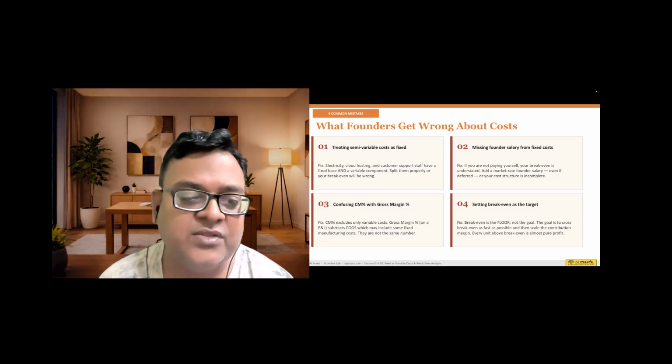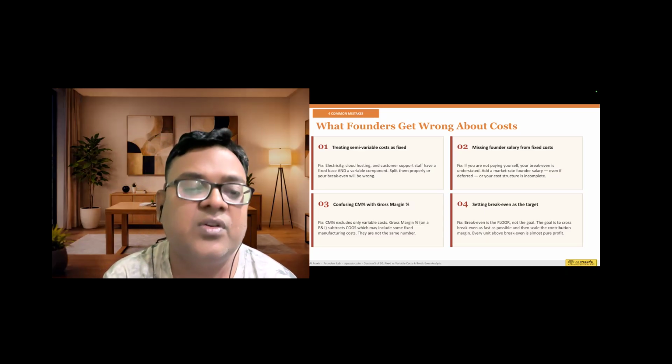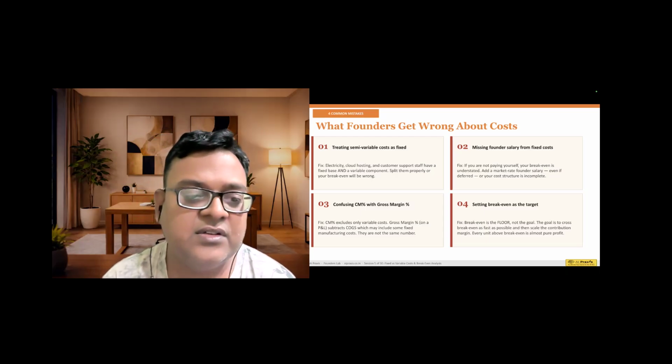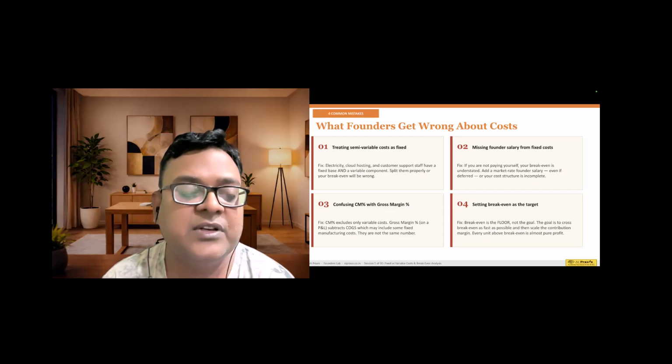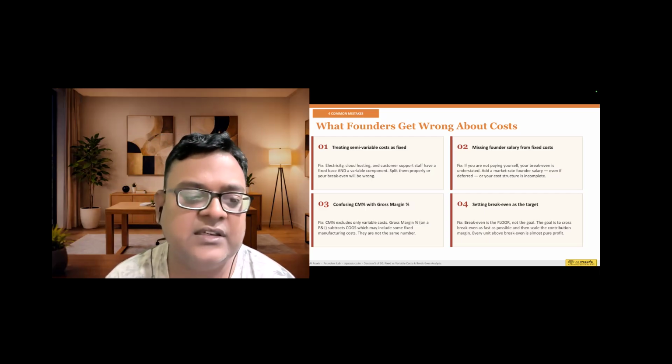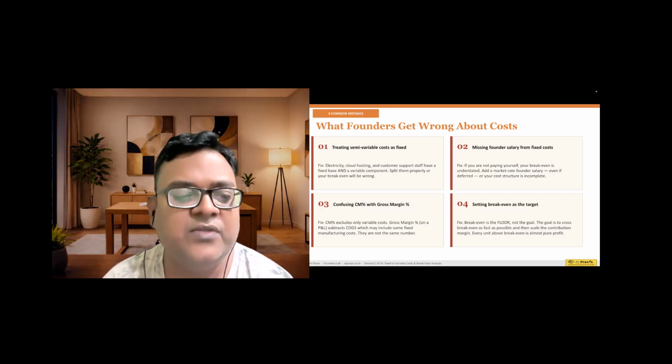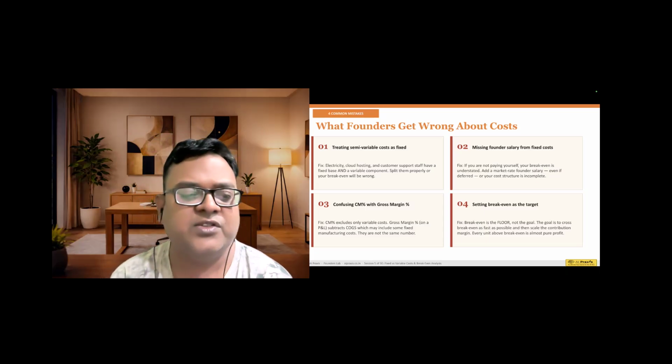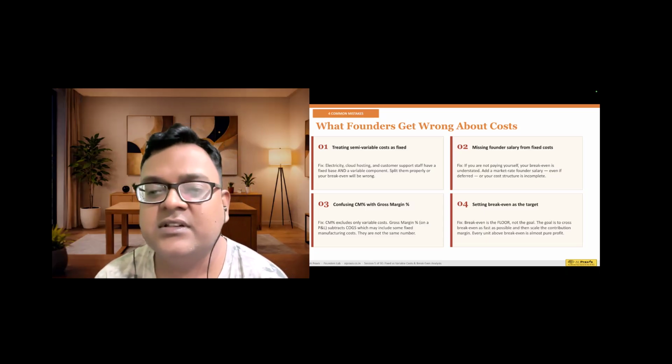The third mistake is confusing CM percentage with gross margin percentage. CM percentage excludes only variable costs. Gross margin, on the other hand, subtracts the cost of goods sold, which may include some fixed costs, like manufacturing, and they're not the same number.